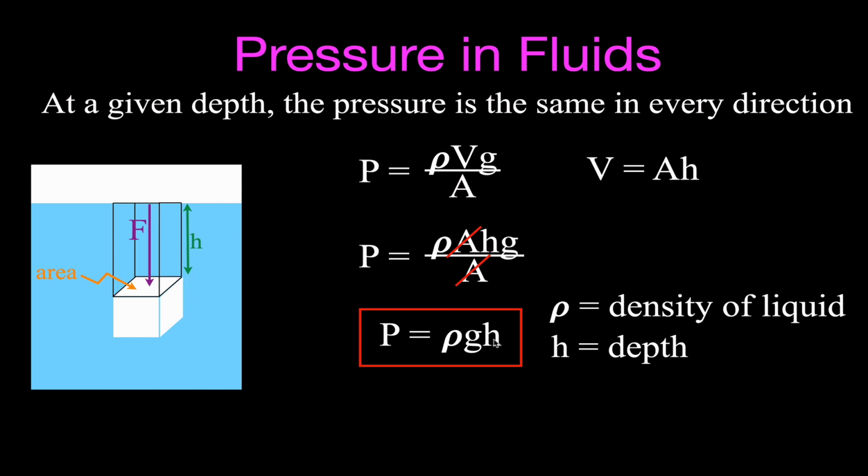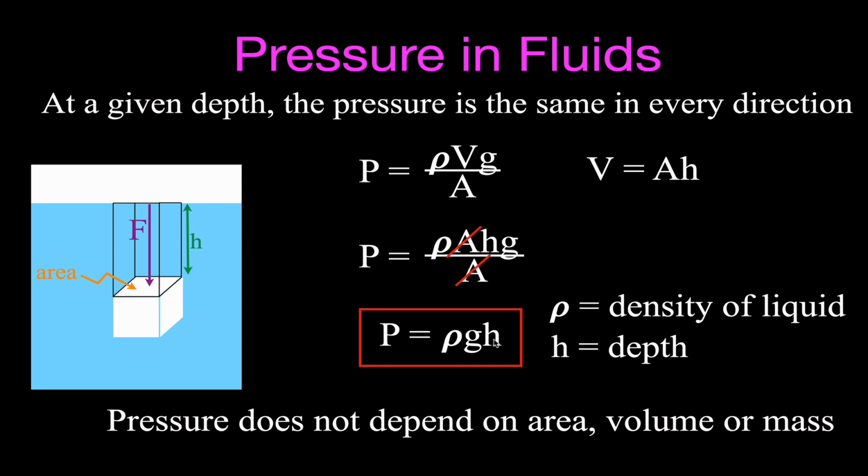It's very interesting with that equation that the pressure does not depend on the area. Okay, it doesn't depend on this area. It doesn't depend on the volume or the mass. All it depends on is the density of the liquid, the acceleration due to gravity, and the depth that the object is below. And really, that would be the pressure anywhere along this depth, at any depth. Okay, so that's the equation for pressure.